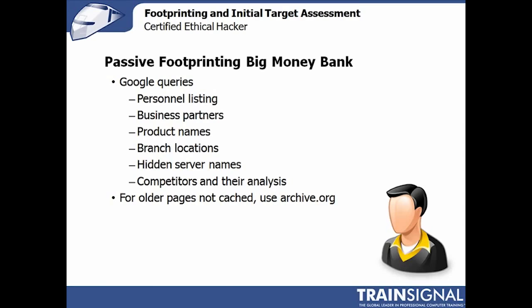Again, not touching Big Money Bank's website itself, only touching either cached versions of its pages or other pages that point to it or contain information about it. Why? Because this is still the passive footprinting approach. We don't want to touch Big Money Bank yet directly. We don't want them to know what we're doing yet. We don't want to set off any alarms yet.